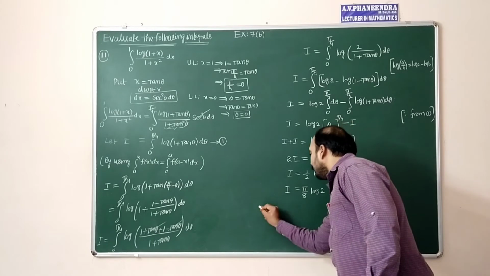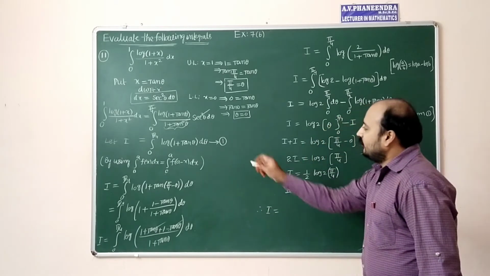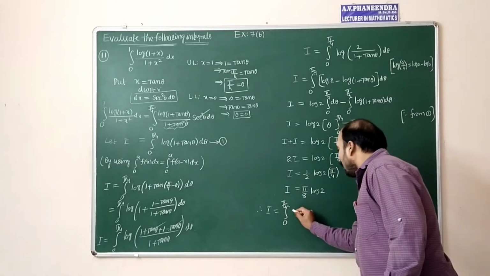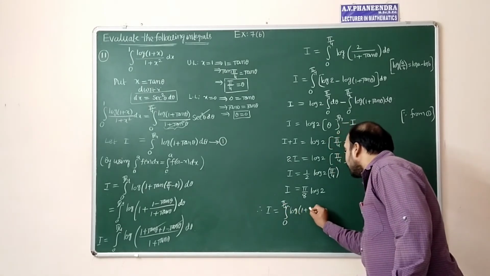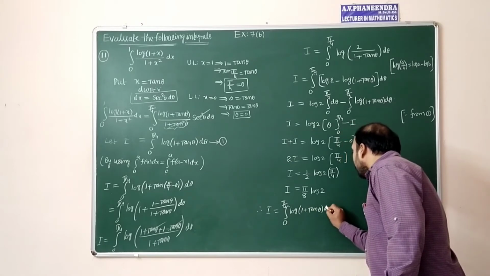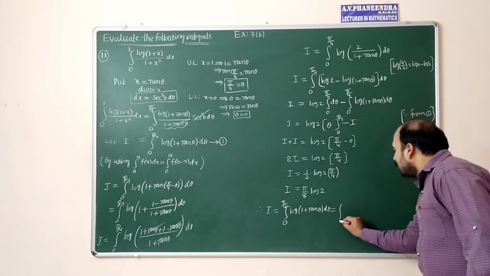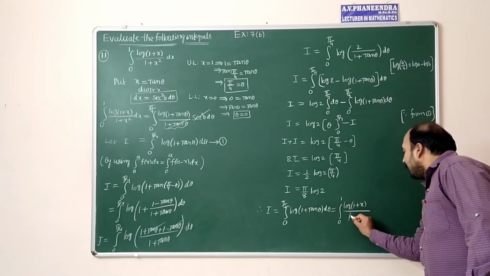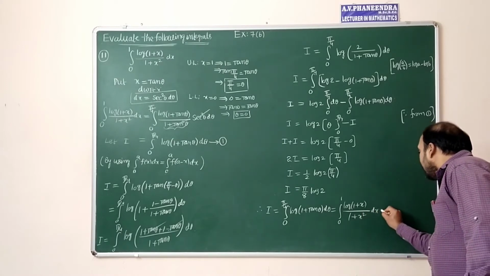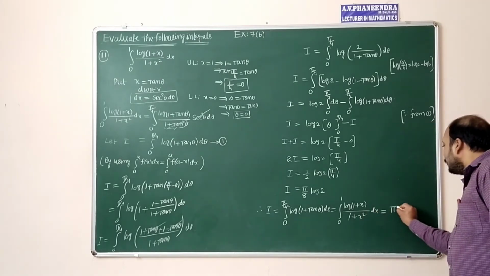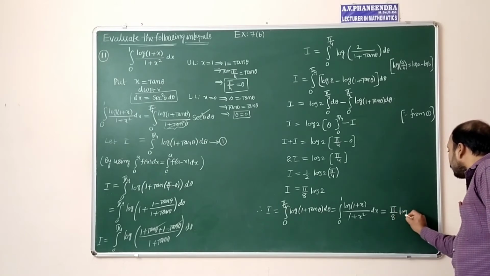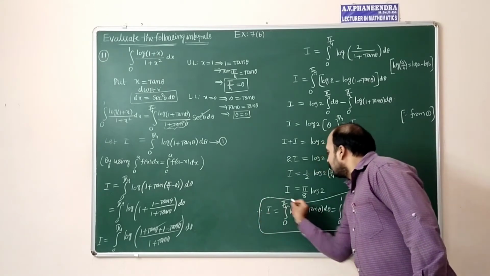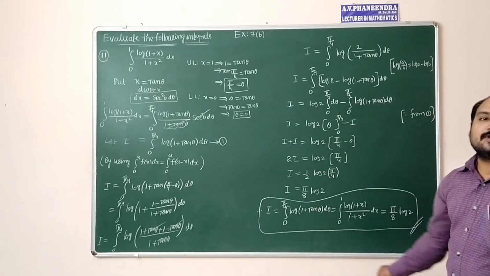Therefore, I equal to, I means what? This value, integral 0 to pi by 4 log of 1 plus tan theta d theta, which is also equal to integral 0 to 1 log of 1 plus x divided by 1 plus x square into dx, is equal to pi by 8 into log 2. This is the conclusion step.